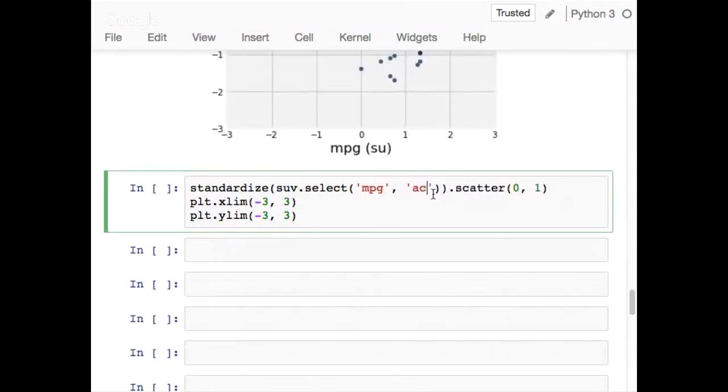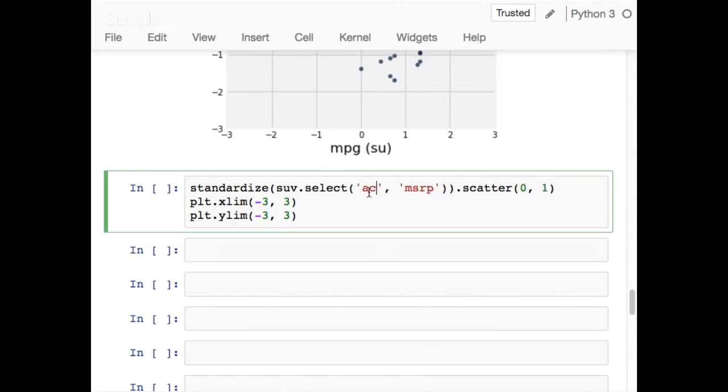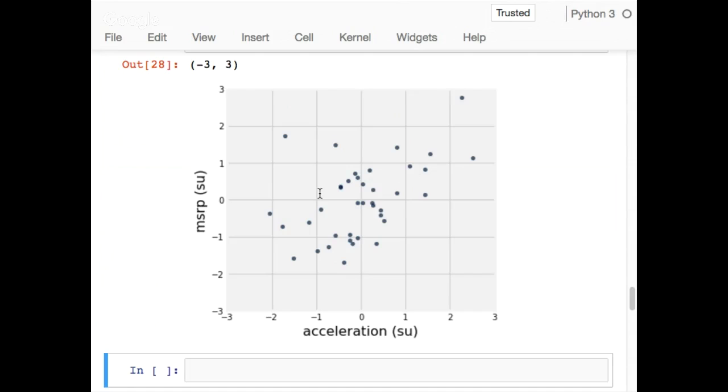I can do the same thing with my acceleration and the cost. Okay, so here, keep that there. Acceleration. Take a look at what that looks like. Again, if you were to compare the two plots of acceleration versus cost before and after standard units, you will see the relationship looking pretty much the same. But you notice here that it's centered at 0, 0. That'll become important in a second.